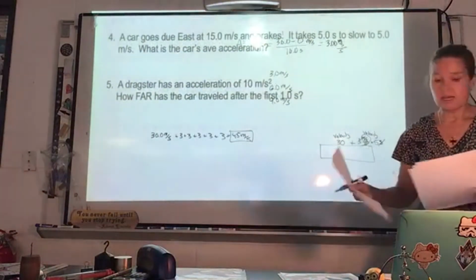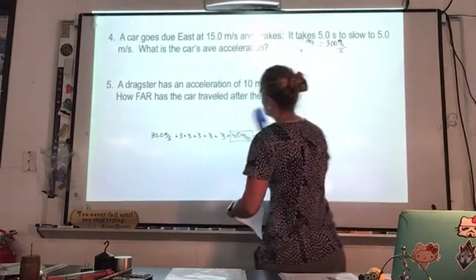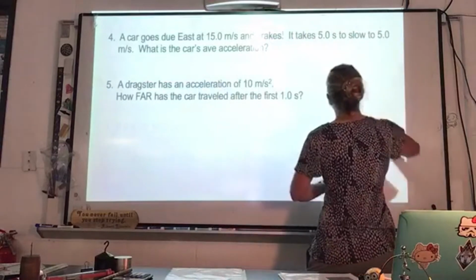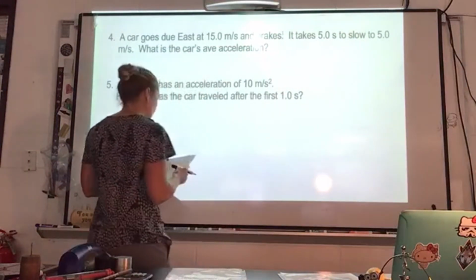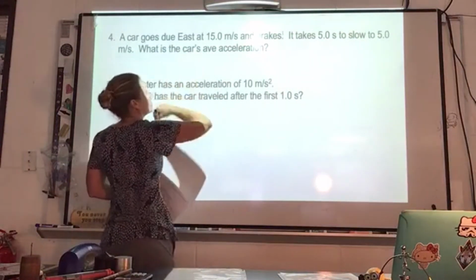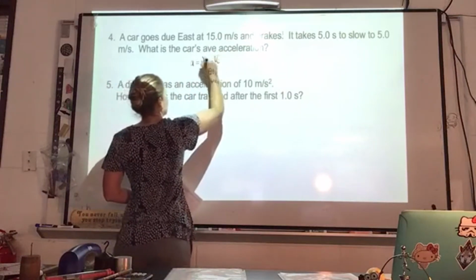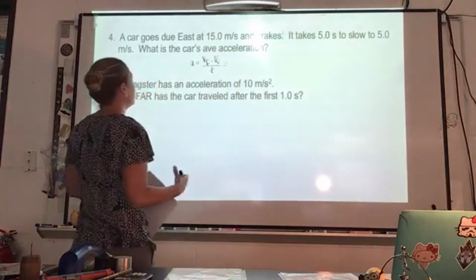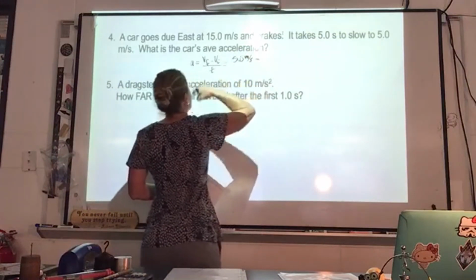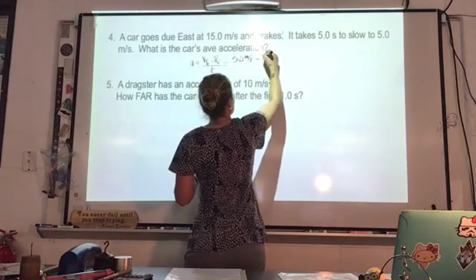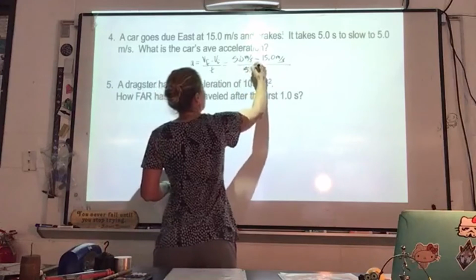All right, how about this next one? A car goes due east at 15 meters per second and brakes. It takes 5 seconds to slow down to 5 meters per second. Okay? How do I set this one up? All right? Some people do this quick and then they can get it wrong. Acceleration is v final minus v initial over t. What is my final? My final was 5 meters per second, and my initial was 15 meters per second. And I did this in 5 seconds.